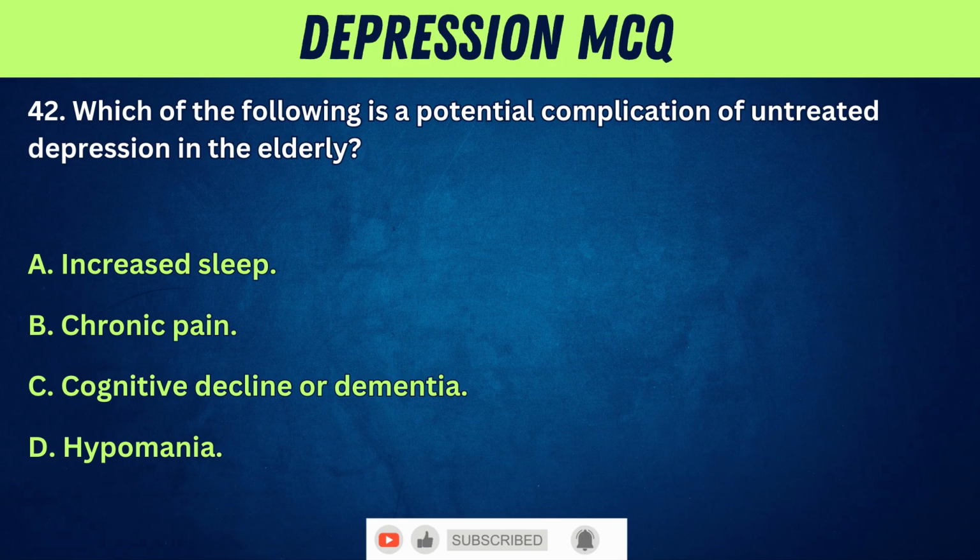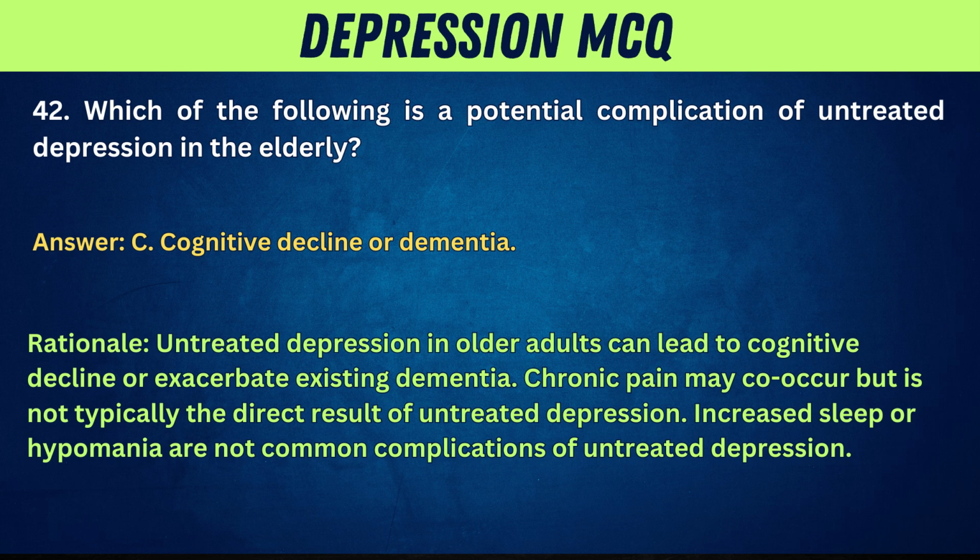42. Which of the following is a potential complication of untreated depression in the elderly? A. Increased sleep. B. Chronic pain. C. Cognitive decline or dementia. D. Hypomania. Answer: C. Cognitive decline or dementia. Rationale: Untreated depression in older adults can lead to cognitive decline or exacerbate existing dementia. Chronic pain may co-occur but is not typically the direct result of untreated depression. Increased sleep or hypomania are not common complications of untreated depression. 43.